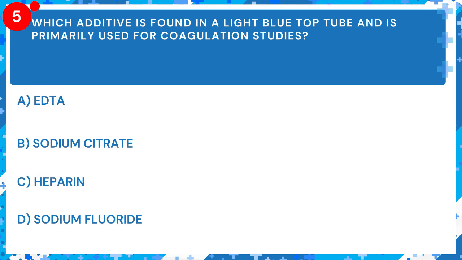Question 5. Which additive is found in a light blue top tube and is primarily used for coagulation studies? A. EDTA. B. Sodium citrate. C. Heparin. D. Sodium fluoride.